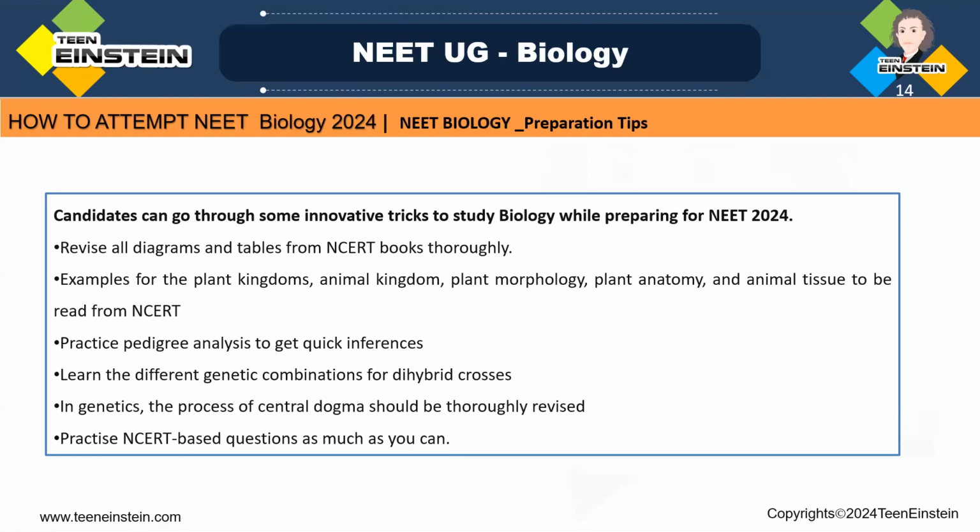Like plant kingdom, animal kingdom, plant morphology, plant anatomy, then animal tissues, read all these from the NCERT book. All these are direct question sources. Then pedigree analysis, you need to get that, because from the genetics portion you can expect one problem from it. If you are learning it well, try to answer the questions from the previous year question papers for quick answering. Pedigree analysis, one question you can expect. Then genetic combinations of dihybrid crosses, how to write those combinations and how they will come. Those things and ratios you have to learn.